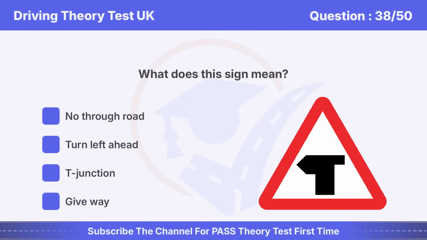Question 38. What does this sign mean? Option A. No through road. B. Turn left ahead. C. T-junction. D. Give way.